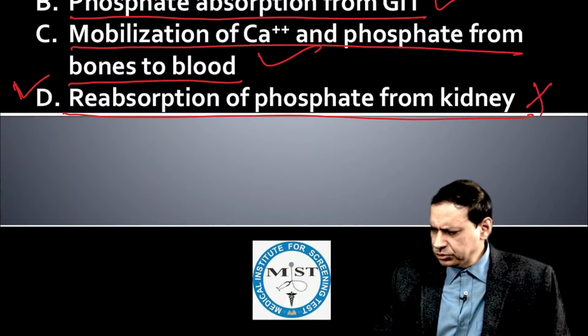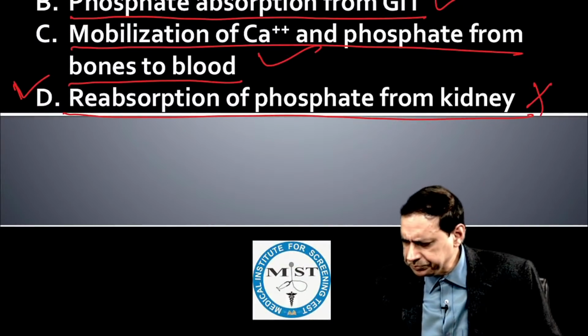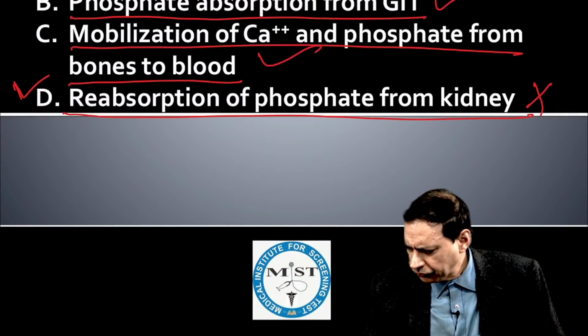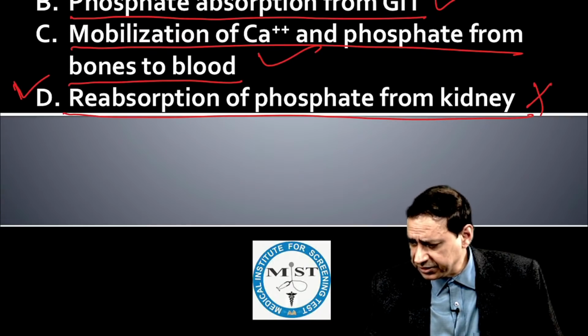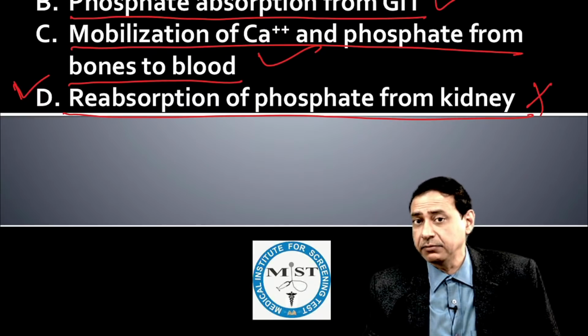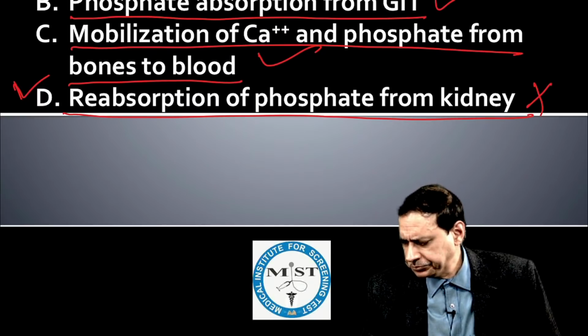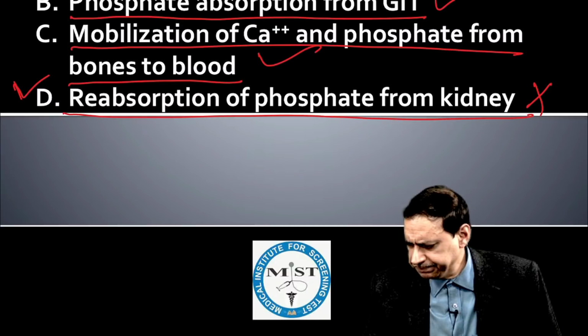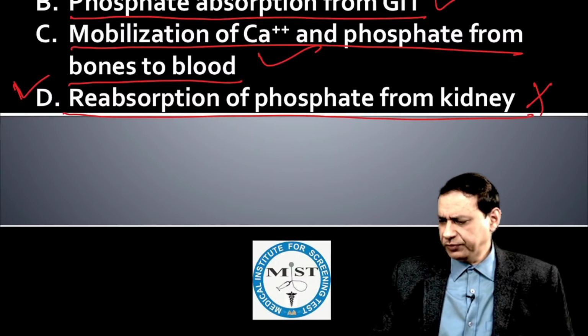Vitamin B12 is also absorbed from the terminal ileum. Iron is another in which a question comes. Iron is absorbed from the duodenum. If somebody asks for iron, it will be the duodenum.